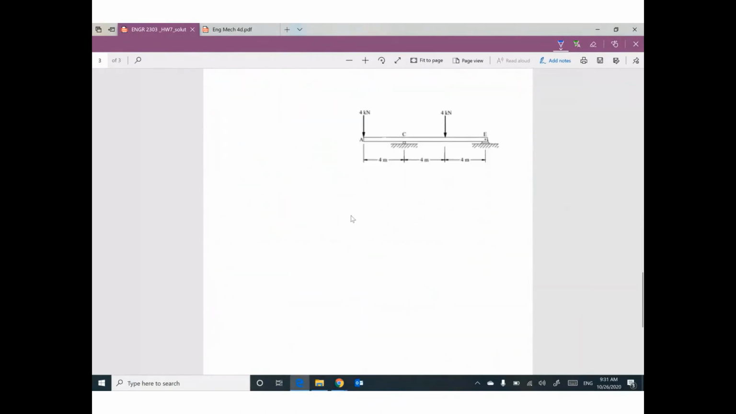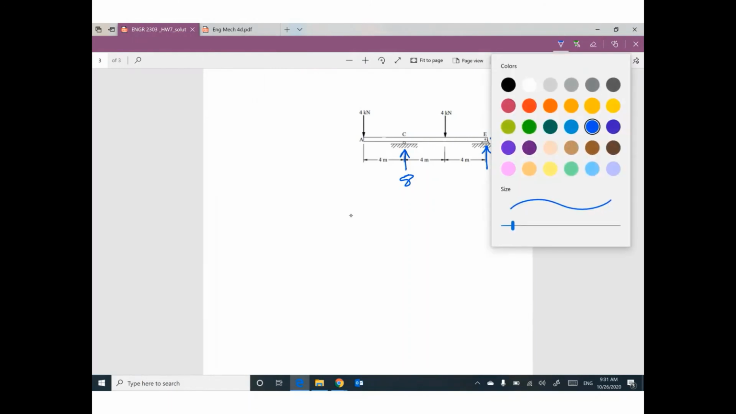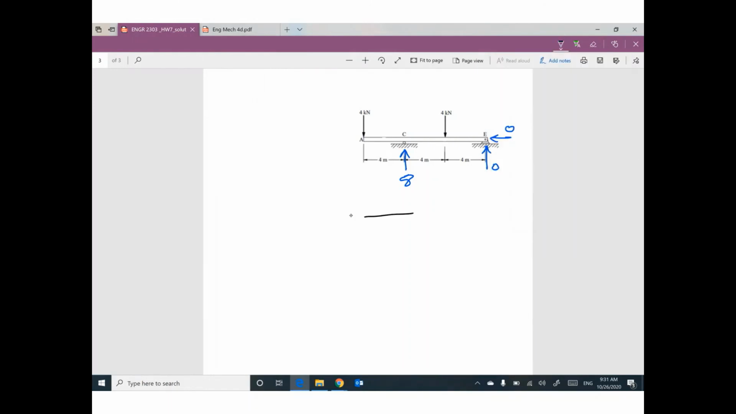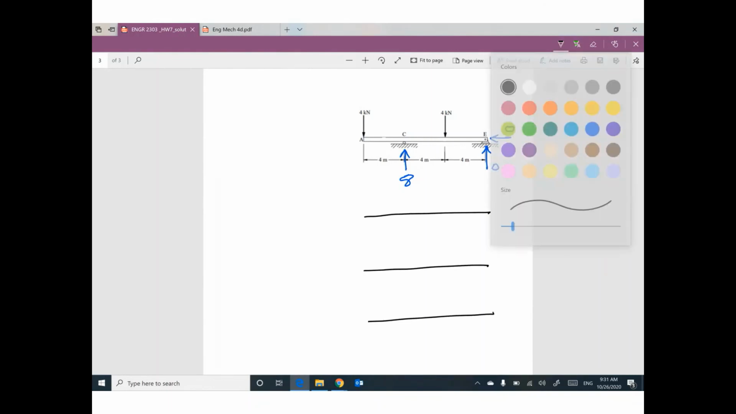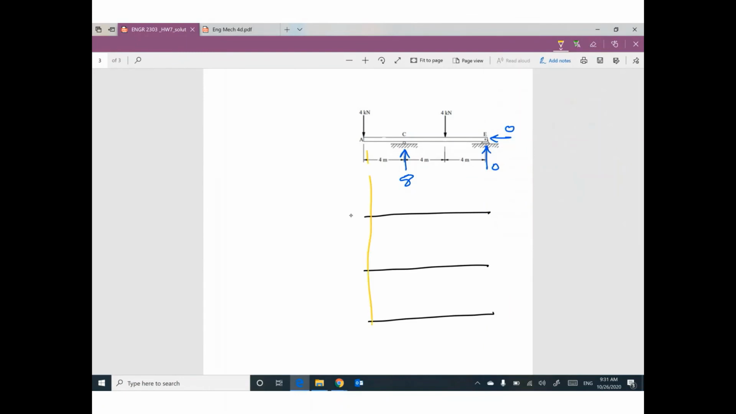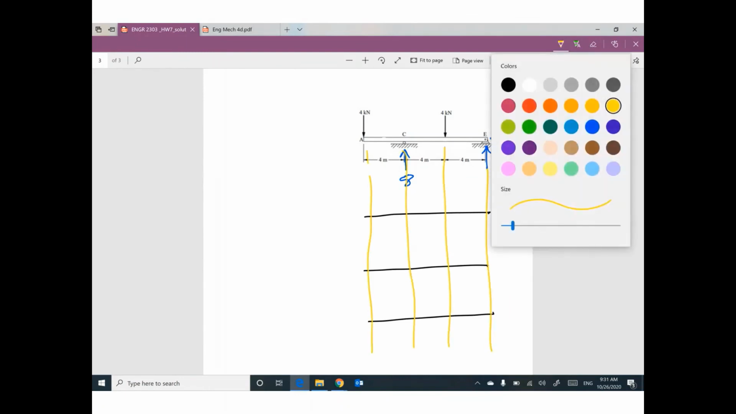The last one is a piece of cake. You can figure out the reaction. I think this reaction will be 8 and this reaction will be 0. This horizontal reaction will be 0. So if you draw 3 copies for normal, shear, and moment, your normal force will be 0.